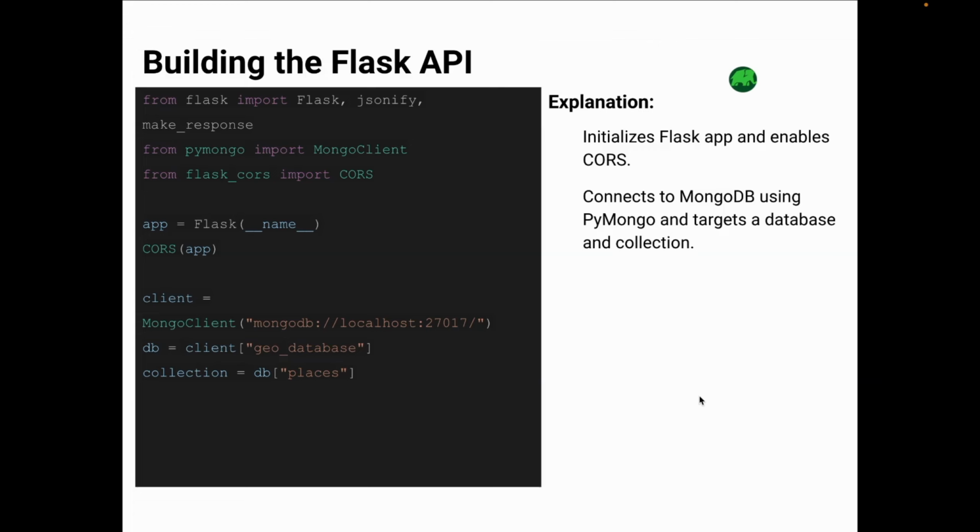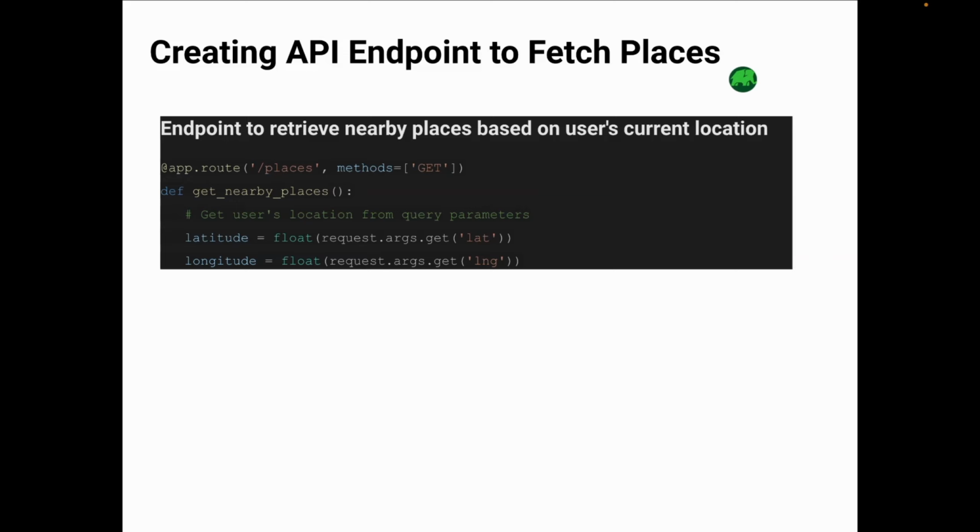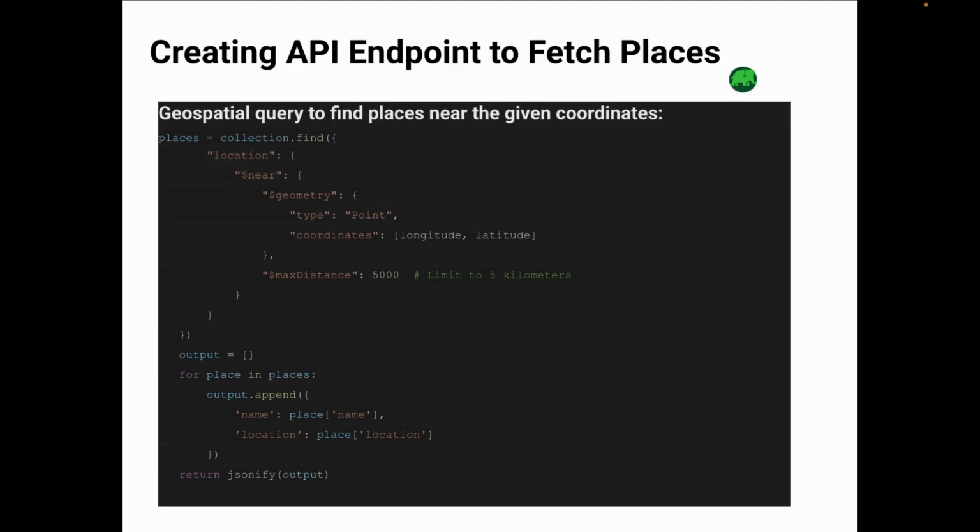Let's start by initializing our Flask application and setting up a connection to MongoDB. We are also enabling CORS for cross-origin requests. This code snippet initializes the Flask app, connects to MongoDB, and targets a specific collection where our geospatial data is stored. We're also going to create an endpoint to retrieve nearby places based on the user's current location. We're going to make use of the geospatial query to find places near the given coordinate.